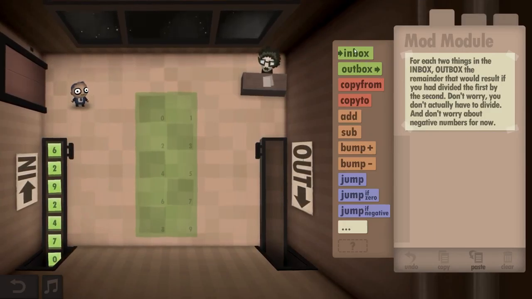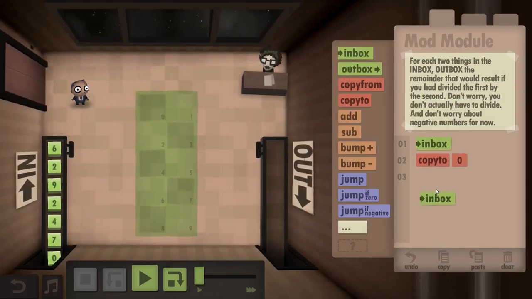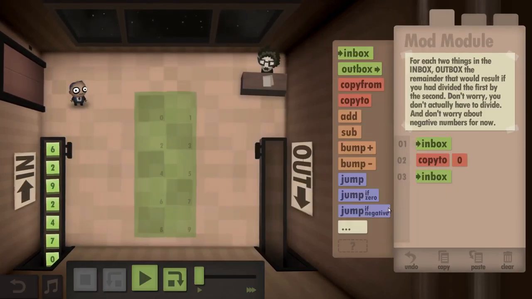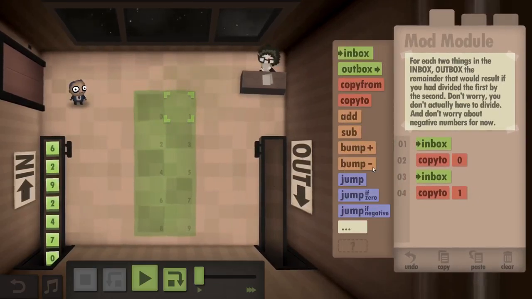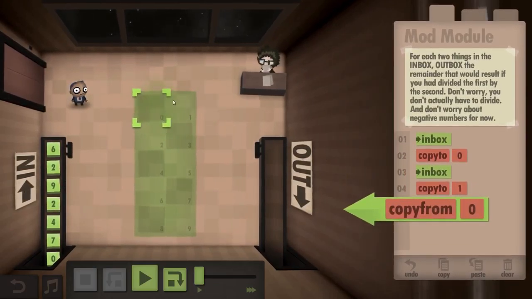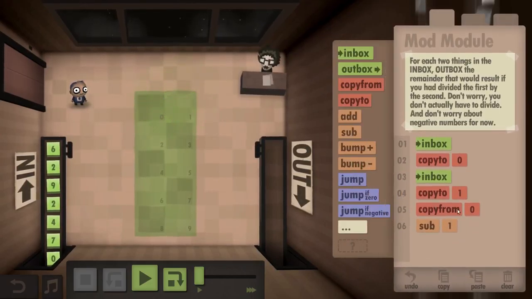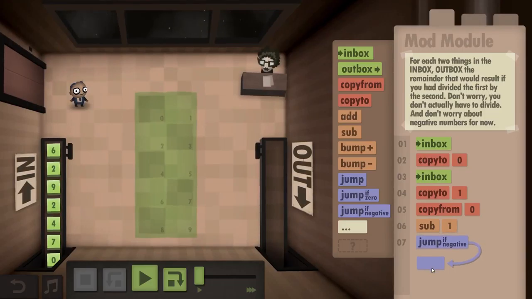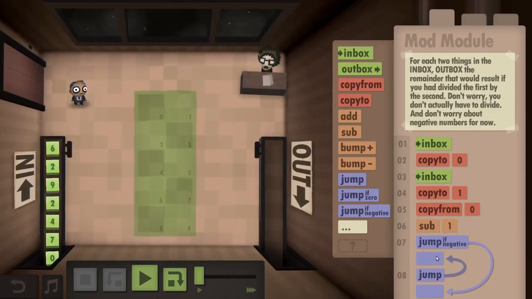Alright, you know, scrap this whole thing. How do you divide without dividing? Take number 1, throw it to the floor. Let's just do this with throwing things to the floor. Take number 2, throw it to the floor. Can we not do that, please? Throw it to the floor.